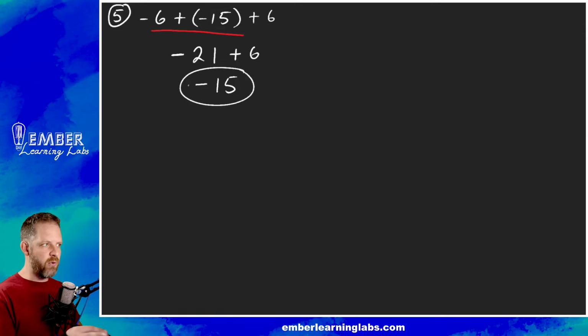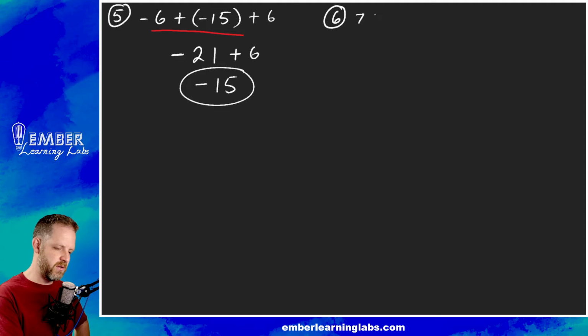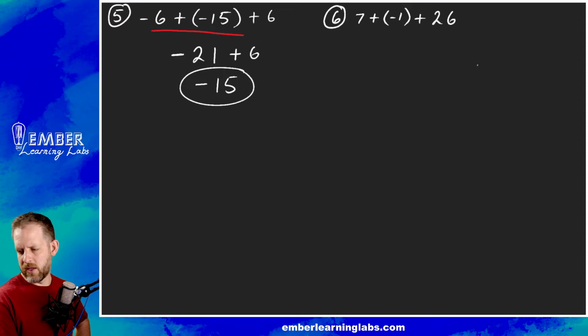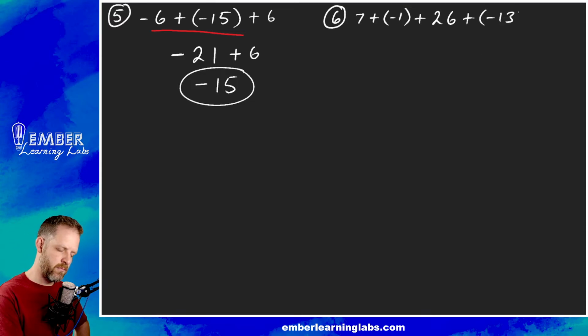All right, let's do one more with multiple steps like that, and then we'll call it quits for this one. Example number 6. 7 plus negative 1 plus 26 plus negative 13. All right. So first thing we're going to take care of is these first two.